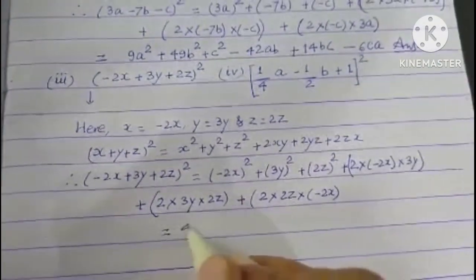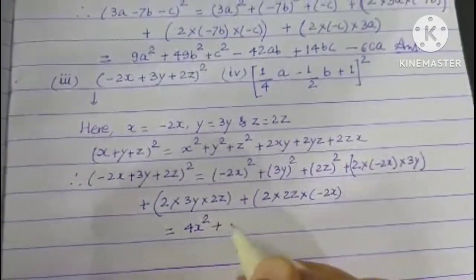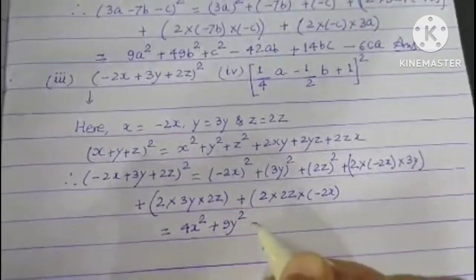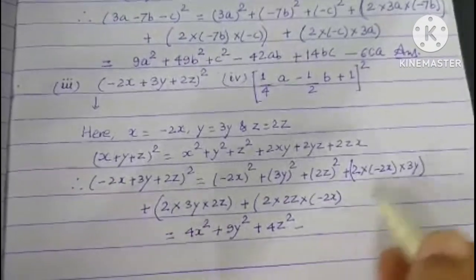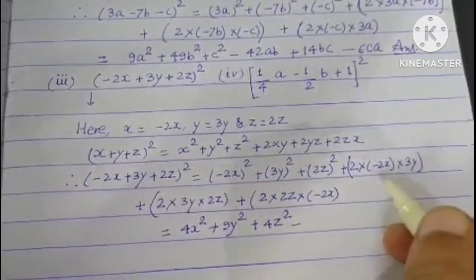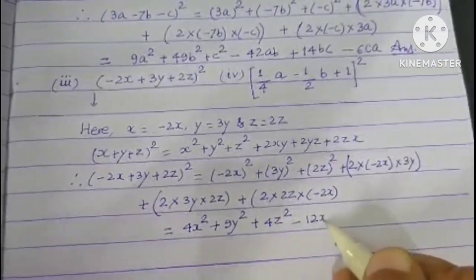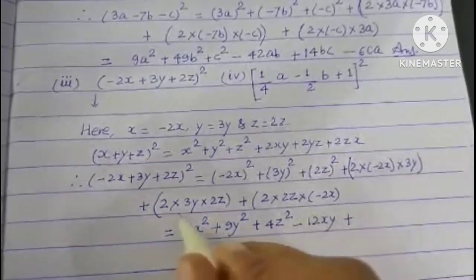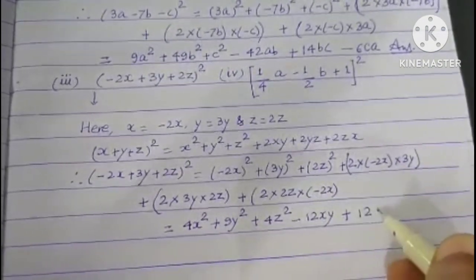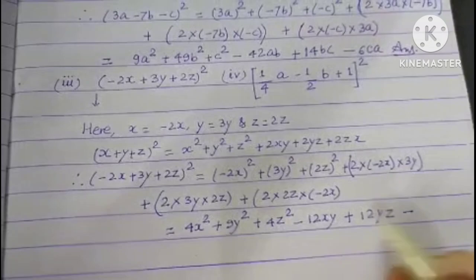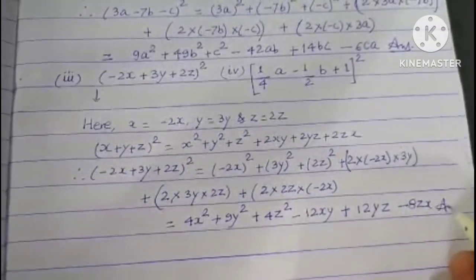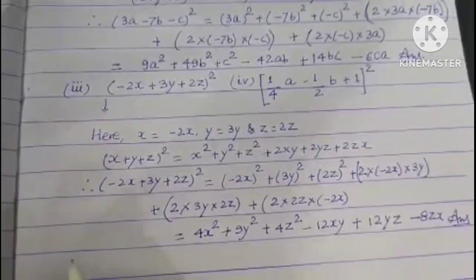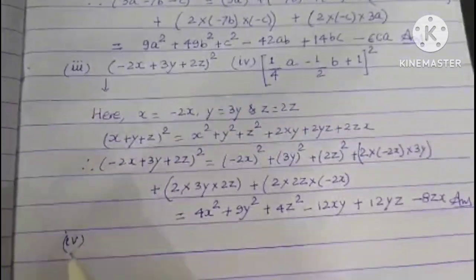Now what do we get? 4x square plus 9y square plus 4z square. Now here it will be minus, only one minus is there, so minus 12xy plus 12yz and minus 8zx, and this will be our answer. Now let's do the fourth one.